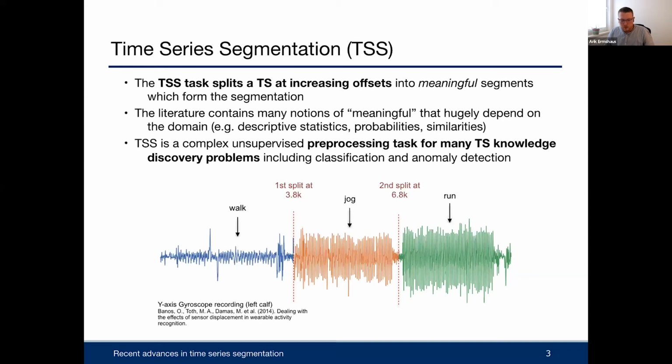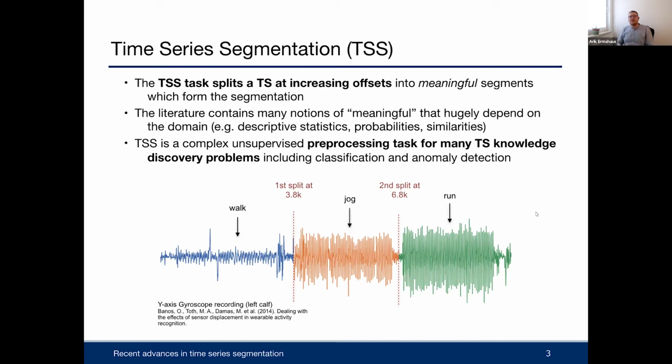So if we want to formalize the main research problem of time series segmentation, it's something like this. We want to split the time series at increasing offsets into meaningful segments, which then form the segmentation. So if we have this time series here, which is gyroscope data from a smartphone, I think, that captures human activities, we actually want to find these points where one activity transitions into the other. And this then induces the segmentation.